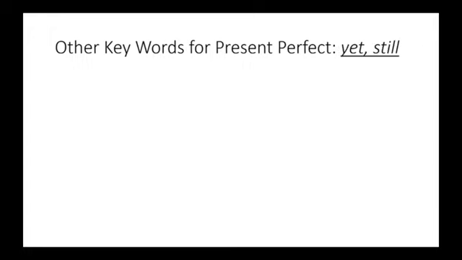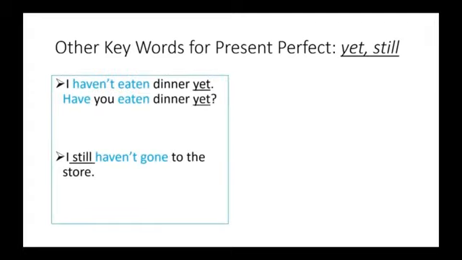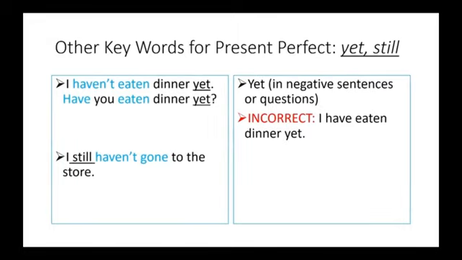Yet and still are also used with the present perfect. I haven't eaten dinner yet. Have you eaten dinner yet? Yet can be used in negative sentences or questions. Or, I still haven't gone to the store. Still is used in negative sentences.